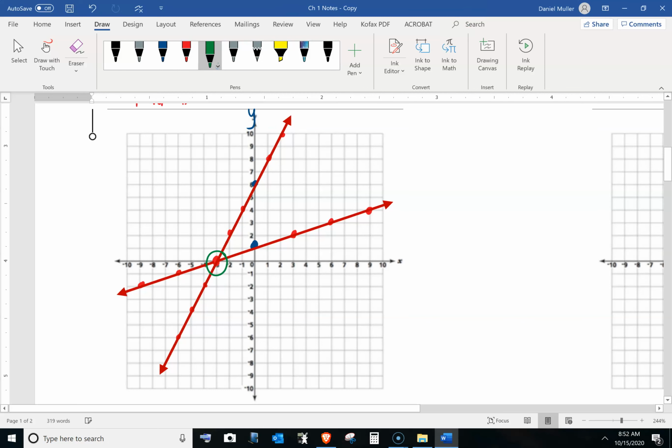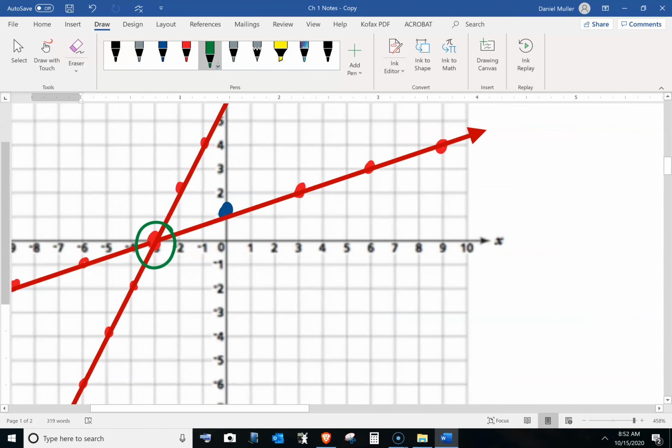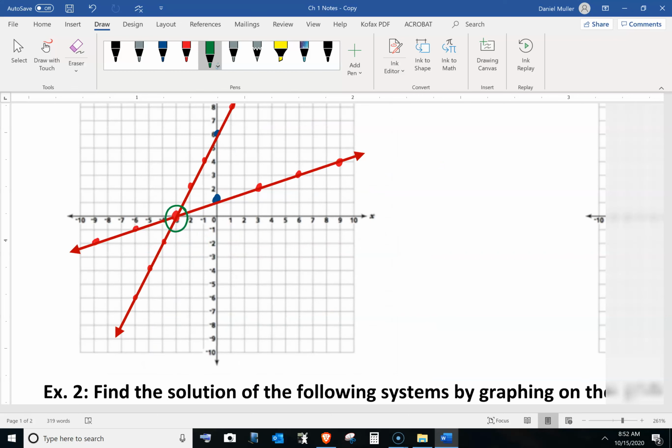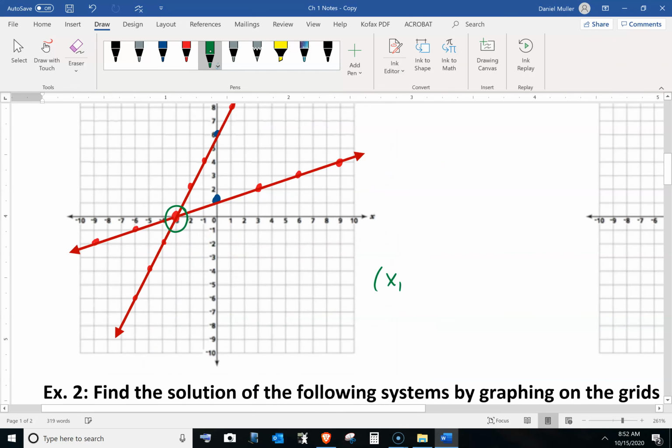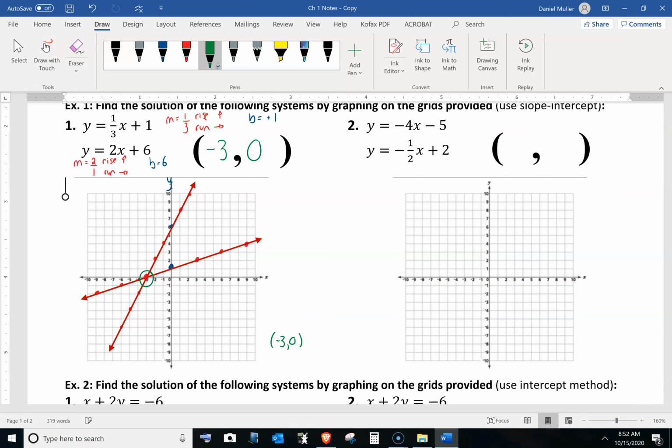So this is our solution. And that solution is an x and y coordinate. And so let's see, what is that? 1, 2, 3. It's negative 3. So that point, now remember, all points have an x and a y direction. And so that point is negative 3 in the x direction and up 0. So that is our solution. Now, I have a spot for that up here. Negative 3, comma, 0. So what does that actually mean?